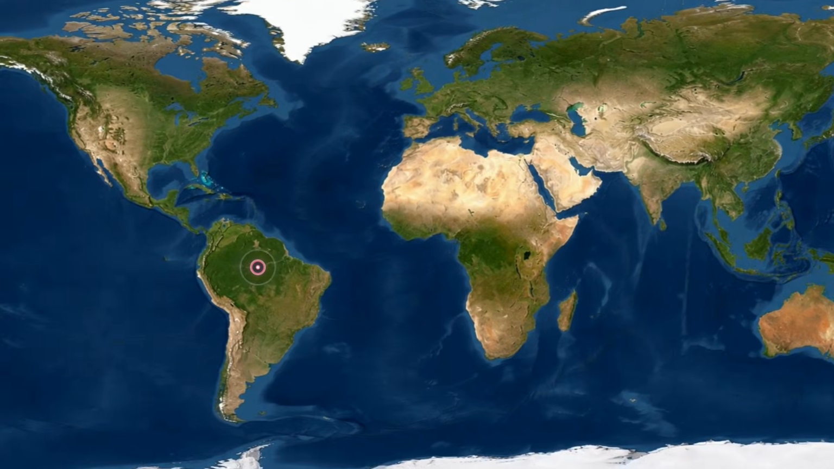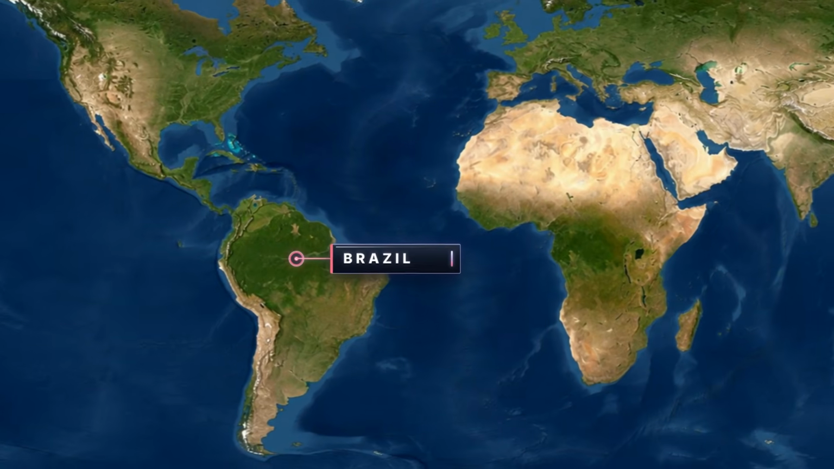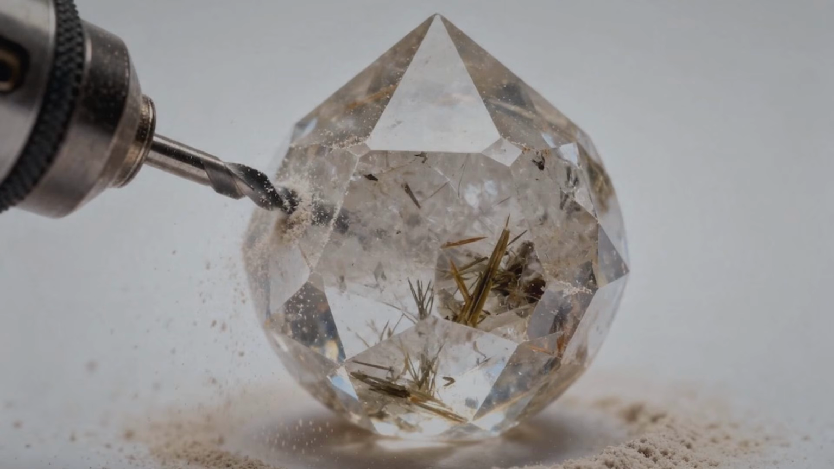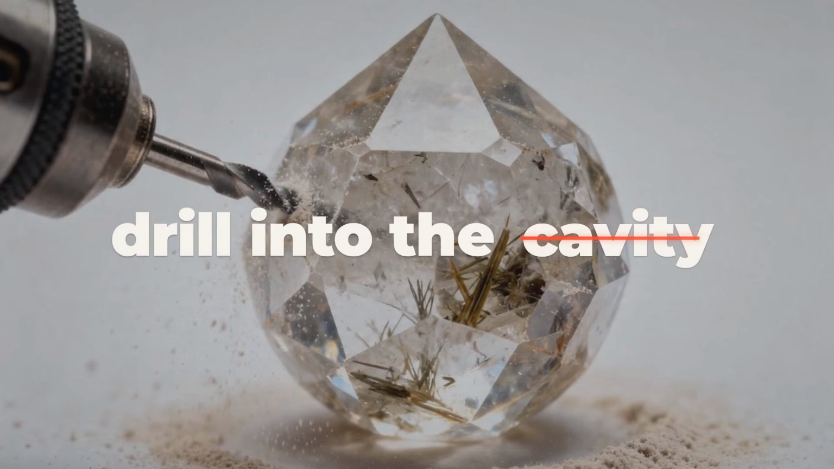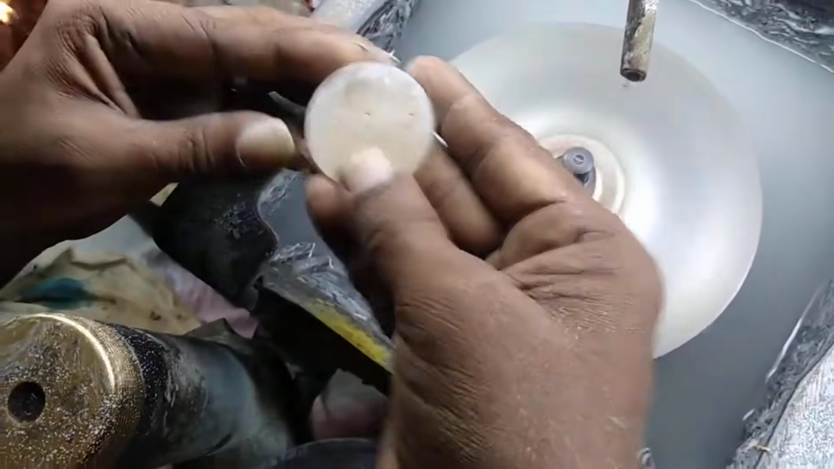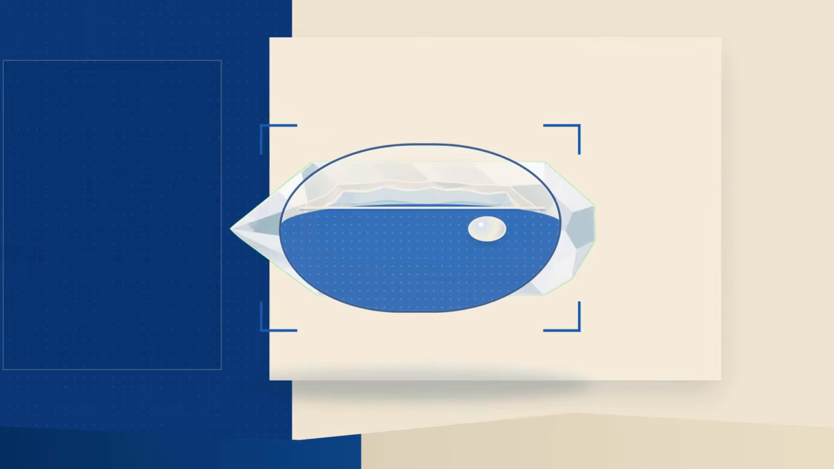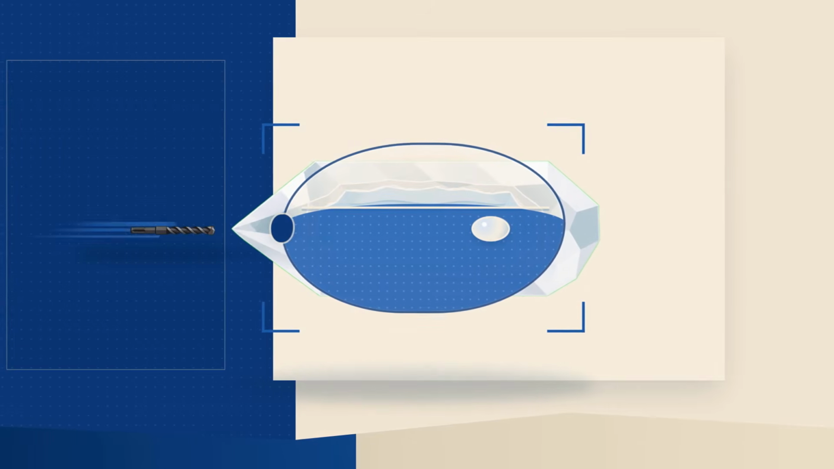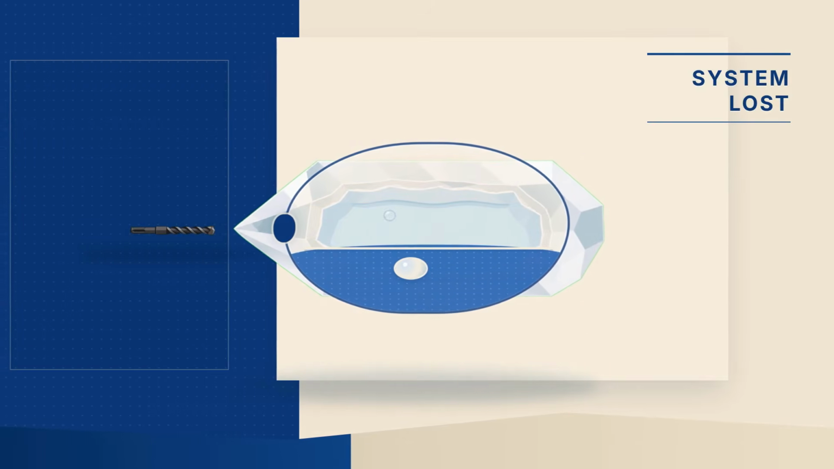The water jet channel opened a Brazilian specimen to reach the liquid inside. The process looked direct. Drill into the cavity, expose the fluid, taste it, place some on culture media, and cut the stone open for a better look. But the moment the drill broke through the cavity wall, the original system was gone.